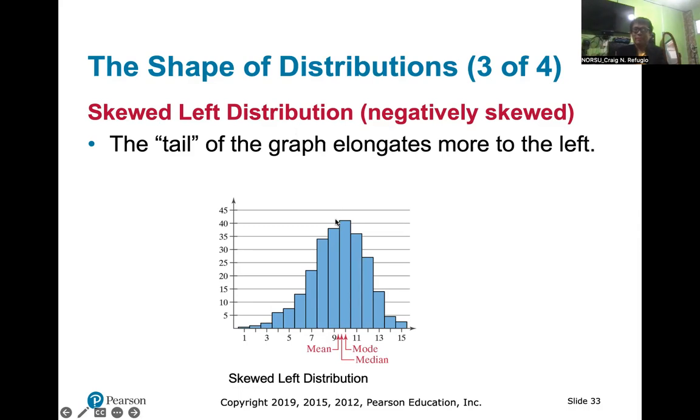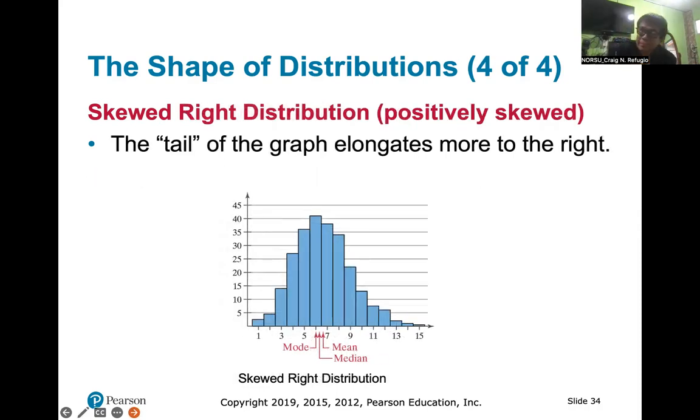Looking at the graph, the bulk of the graph is found on the right side, and the skewness is found on the left side. You notice that the skewness here is on the left side. So we have skewed to the left, or negatively skewed.